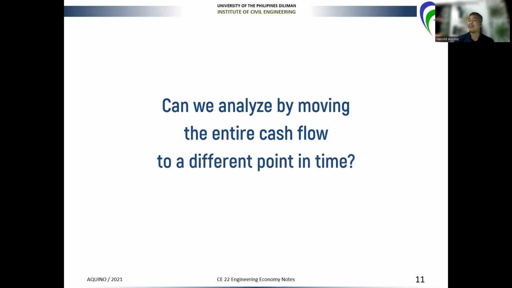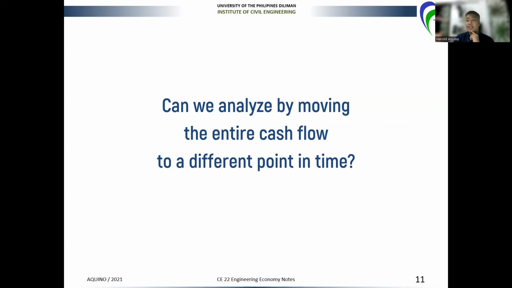Now, if we convert it to an annuity that's workable, if we want to bring everything to year 3, we just need to make sure that the net cash flow at year 3 or year 4 or year 5 or any given year is positive. All right, so the answer to this is yes. We can analyze the entire cash flow by moving to any point in time and evaluating whether or not the net cash flow is positive.